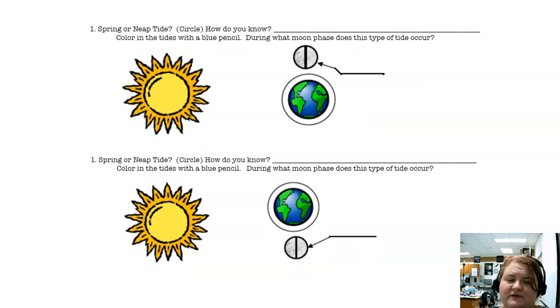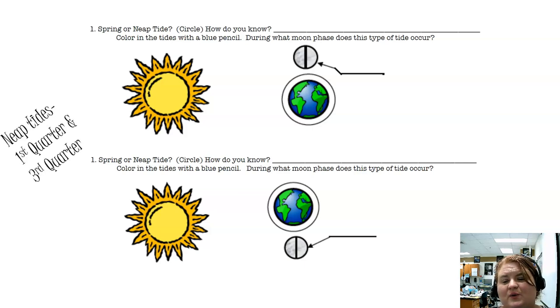Okay, on this portion of the worksheet, you notice that both moons are in a different position. You are going to write out to the side, write neap tides, dash, first quarter and third quarter.